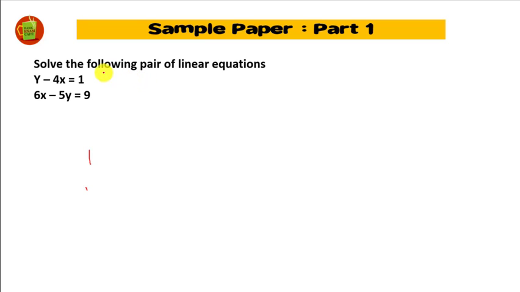Friends, here is the first question on the screen: solve the following pair of linear equations. The first equation is y minus 4x is equal to 1 and the second equation is 6x minus 5y is equal to 9. So the first equation we will write in standard form. So it will be minus 4x plus y which is equal to 1. Let this be equation number 1, and this second equation is 6x minus 5y which is equal to 9, and let this be equation number 2.